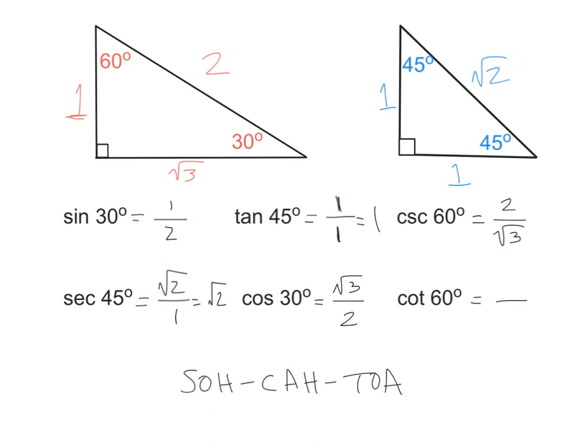And lastly, we have cotangent. All right, if the tangent ratio is opposite over adjacent, the cotangent is adjacent over opposite. So we need the adjacent side of the 60 degree angle. Here's 60. Adjacent is 1. And then we need the opposite side on the bottom. The opposite of the 60 degree angle is square root of 3.